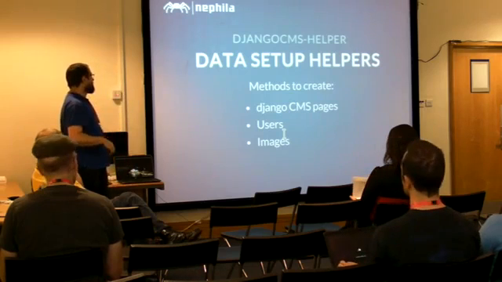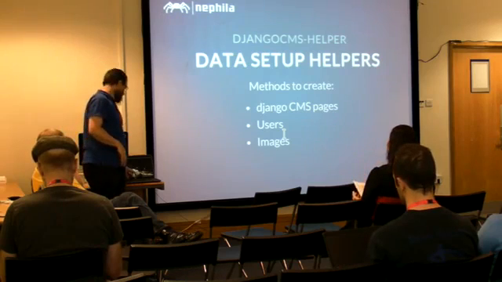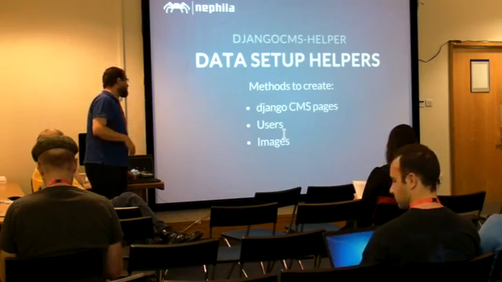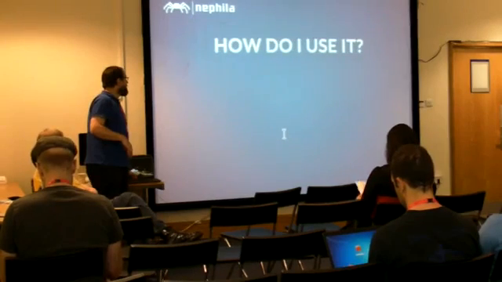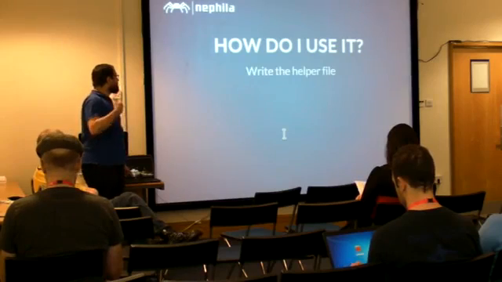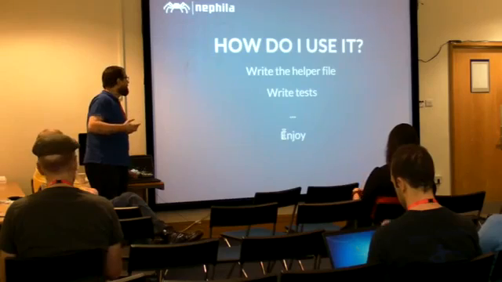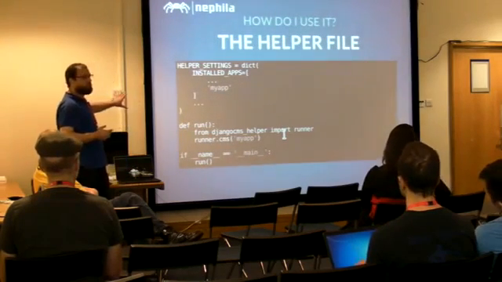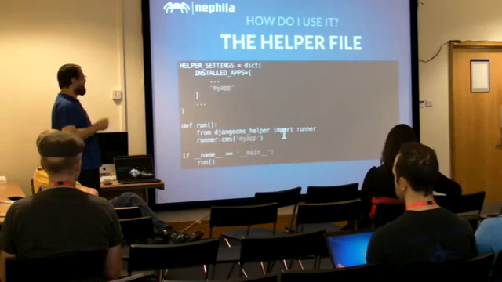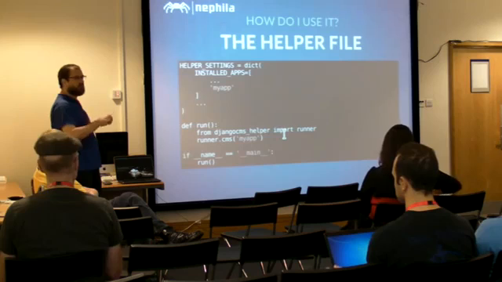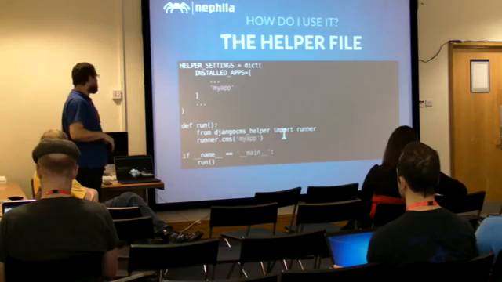And then there are shortcut methods, basically, to create Django CMS pages, users, and images, which are the building blocks of every Django CMS aware application. The idea is that you create a helper file, you write your test, and that's all. The helper file is very small. It's just one file. Usually, by default, it's called cms_helper.py, and it's in the root of your project. But you can name it however you want.